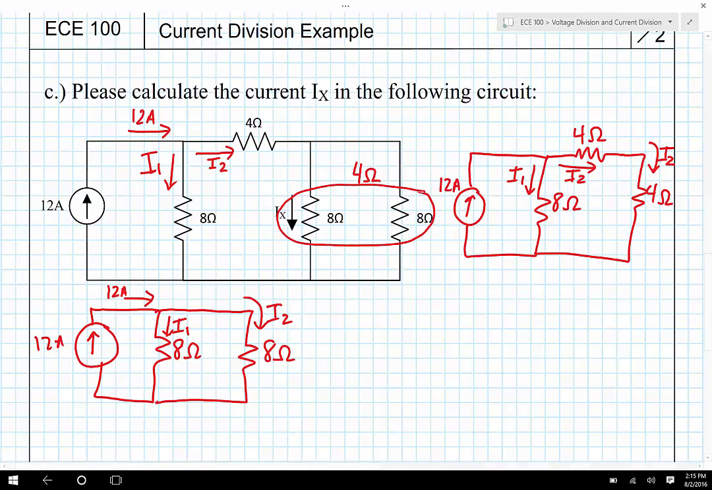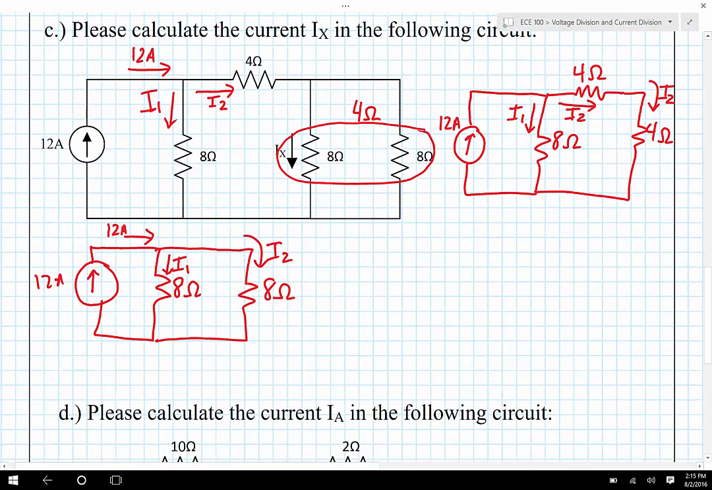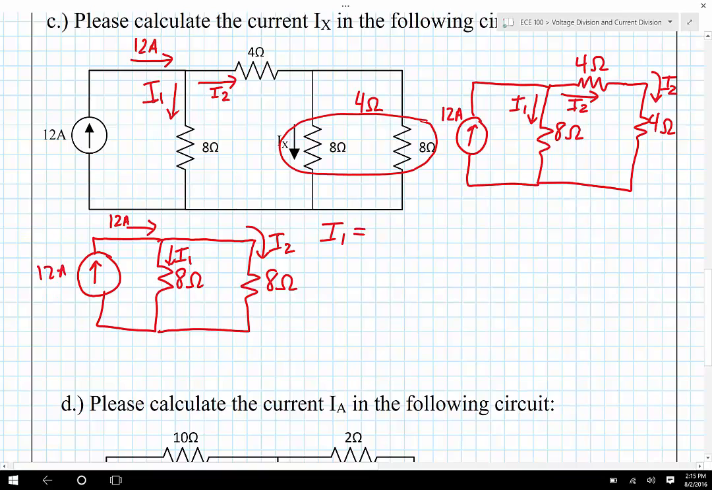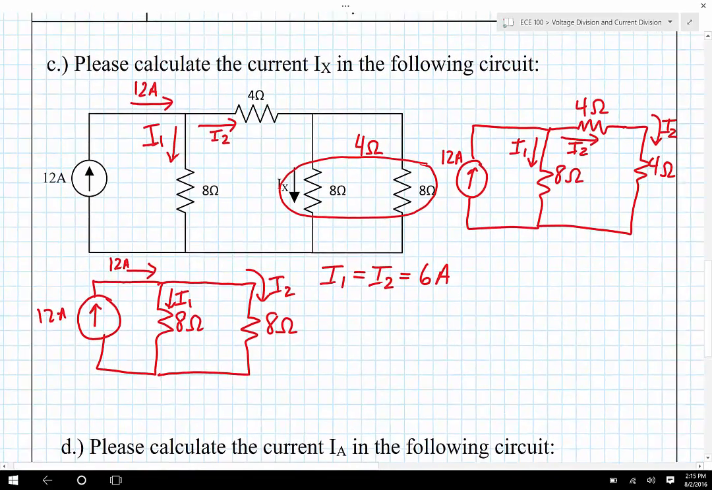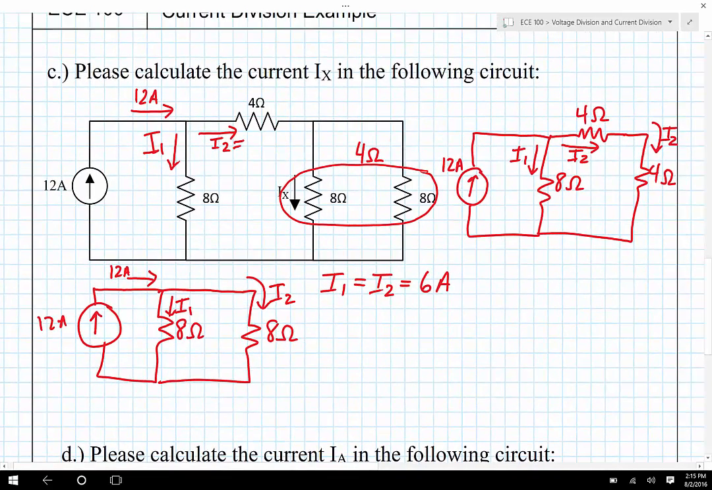This happens to be the special case. I chose it that way so that the two resistors are equivalent. Therefore, I know that I1 equals I2 equals 1/2 of 12 amps, which is 6 amps. So I now know that I2 is 6 amps. Guess what? I2, all the way back up here, this is 6 amps. So I know now that 6 amps is flowing in this node.